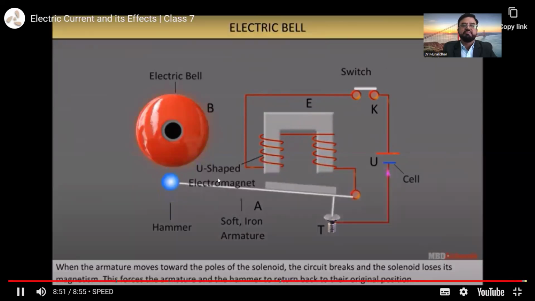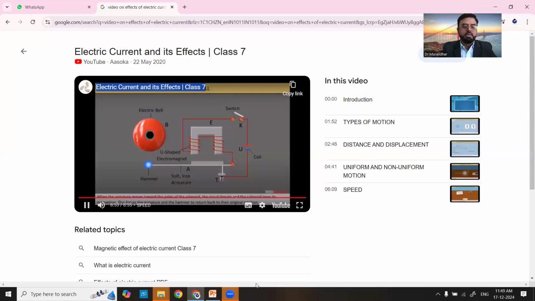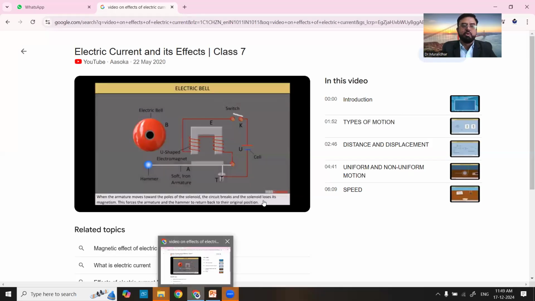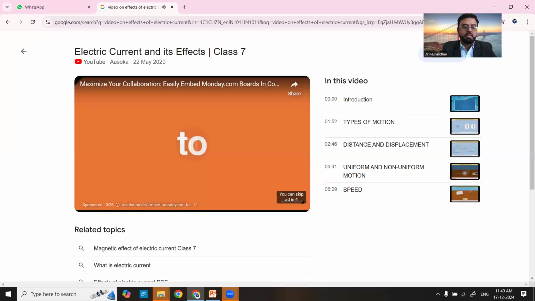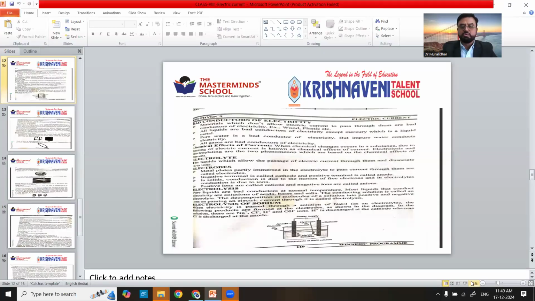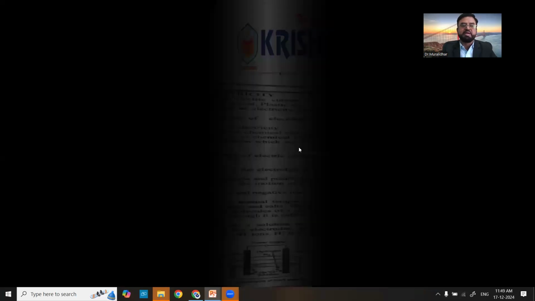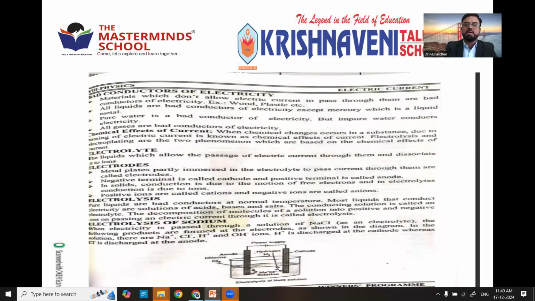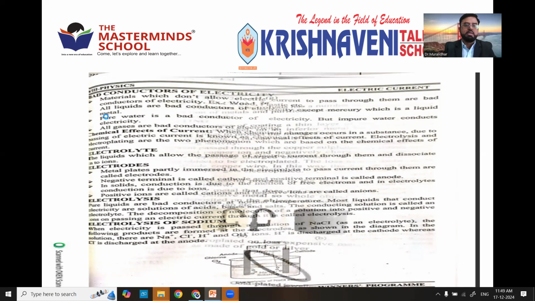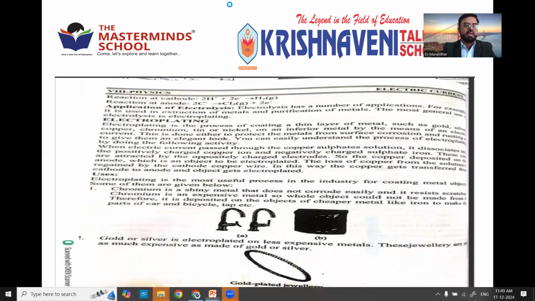Okay, these are the various effects of electric current, which we are going to learn, right? So first we are starting with the chemical effect. The electrolyte, the liquid chemical, is called electrolyte. I told you, electrolyte is nothing but a liquid chemical.